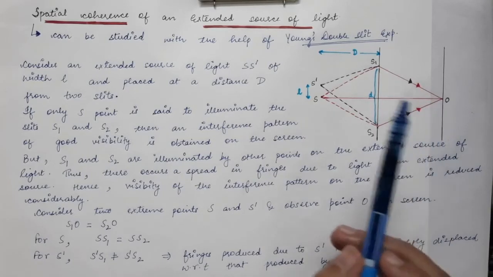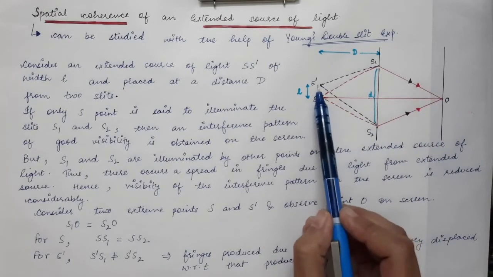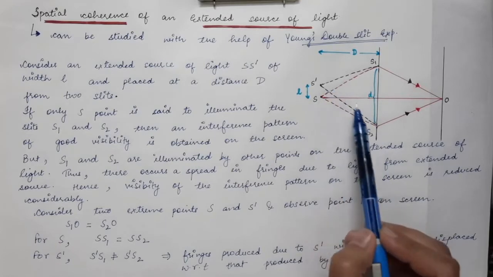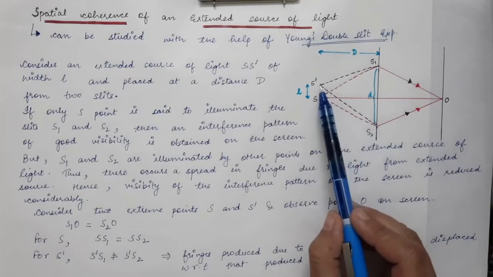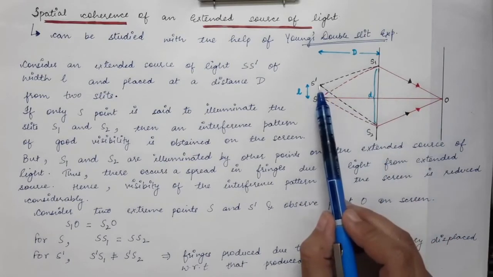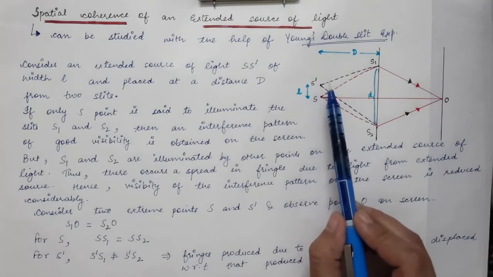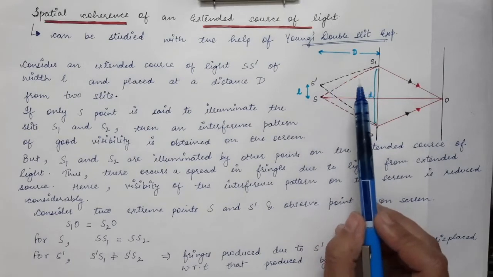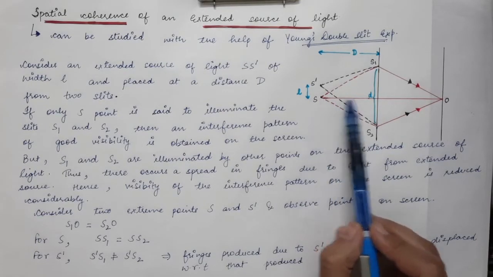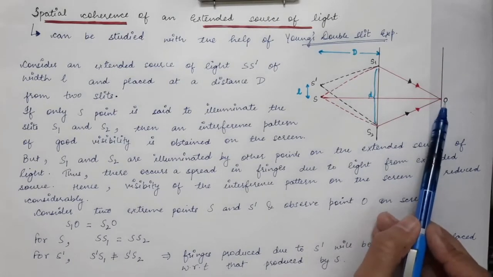So let's suppose that the distance L is kept in such a way that the path difference between the light rays coming from S prime point and reaching the point O, the path difference between these two light rays is equal to lambda by 2. So if you have only one source, like in the previous semester that we did, if we have only one point source, then at O point we will have a bright fringe.